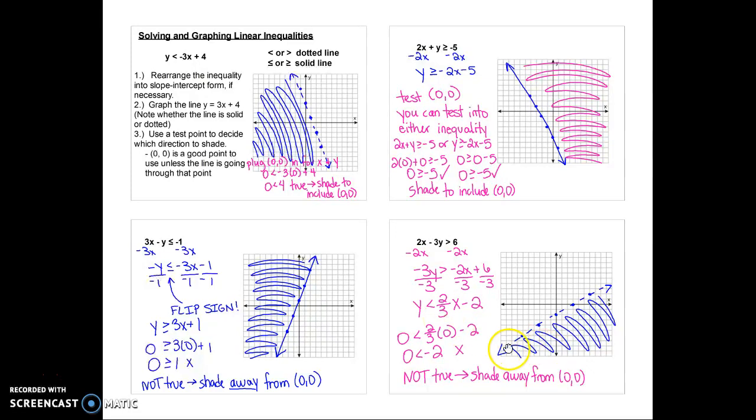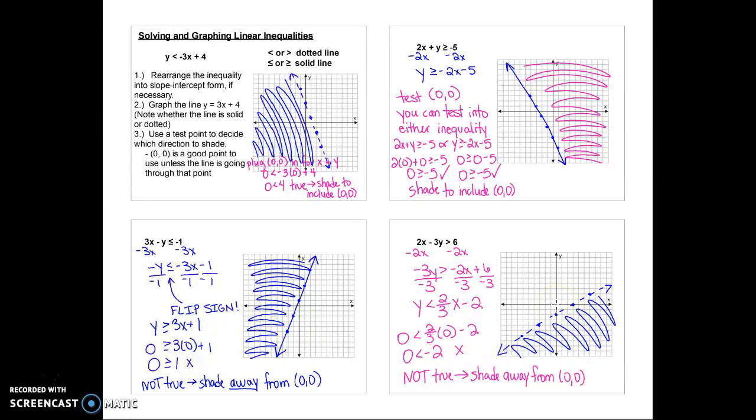This is going to be a dotted line because this was just a less than symbol. Okay? It does not have the equal to sign underneath of it, so it's got to be a dotted line. Then, once you have it graphed, pick your test point. Again, 0, 0 will work here. Okay? So you can use that as a test point.